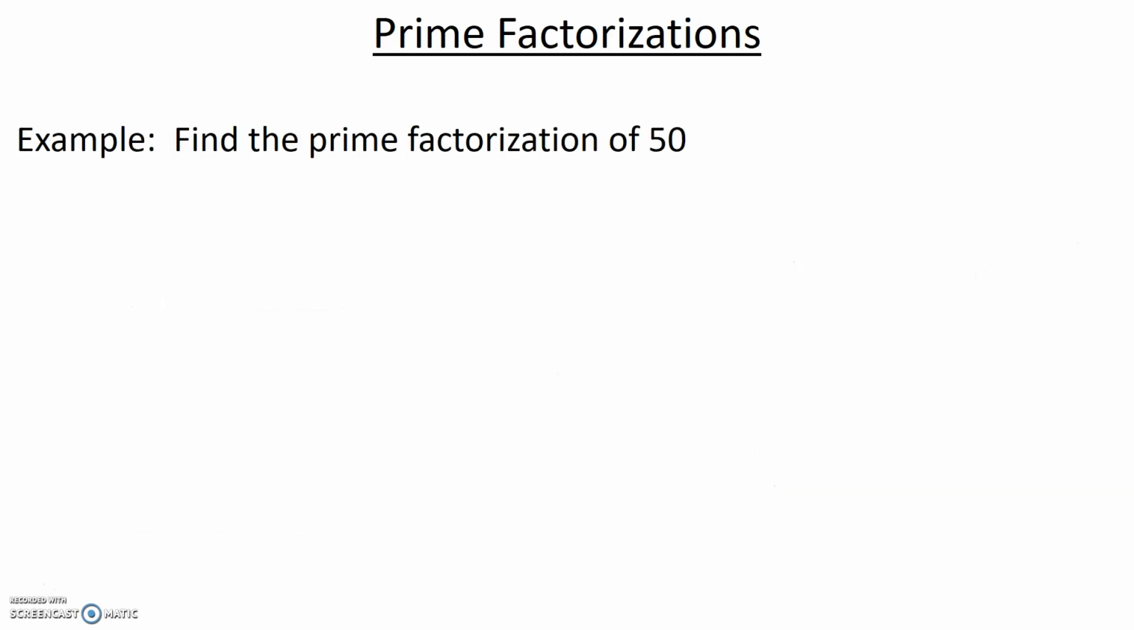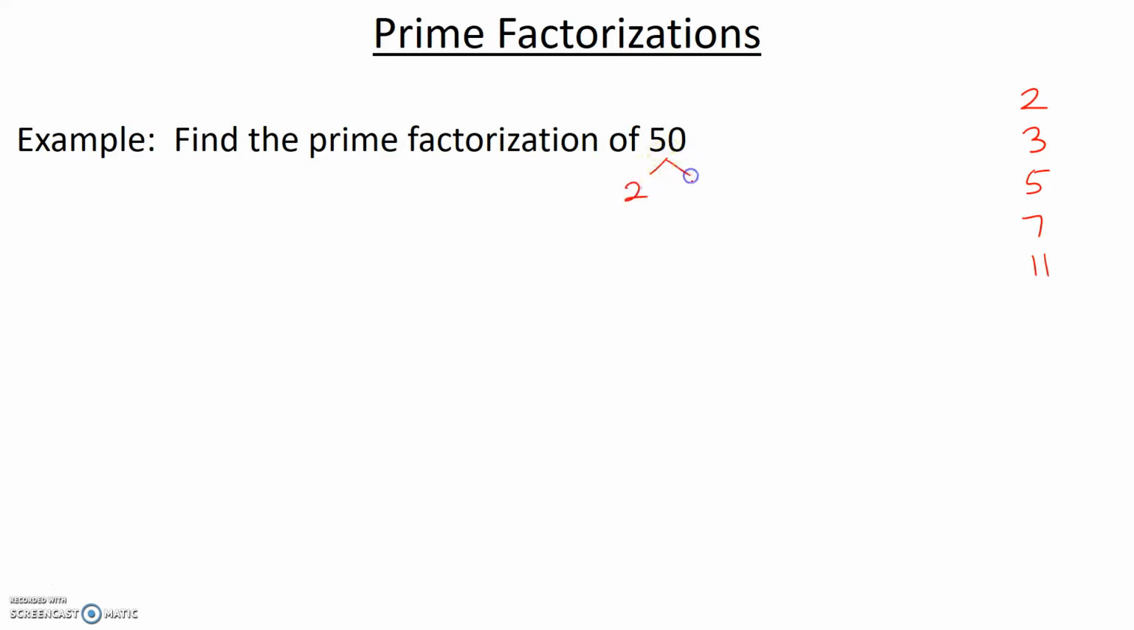Let's do some examples. Let's find the prime factorization of 50. To find the prime factorization of any number, start with our list of prime numbers. There's 2, 3, 5, 7, 11. These are some of the first few primes. So let's start with 2.